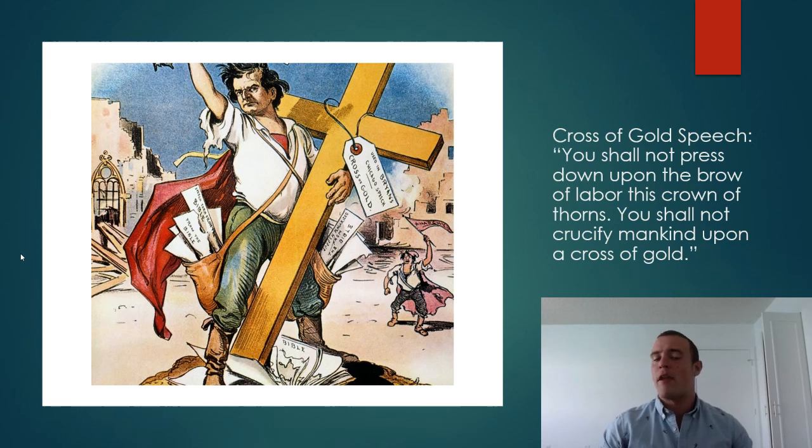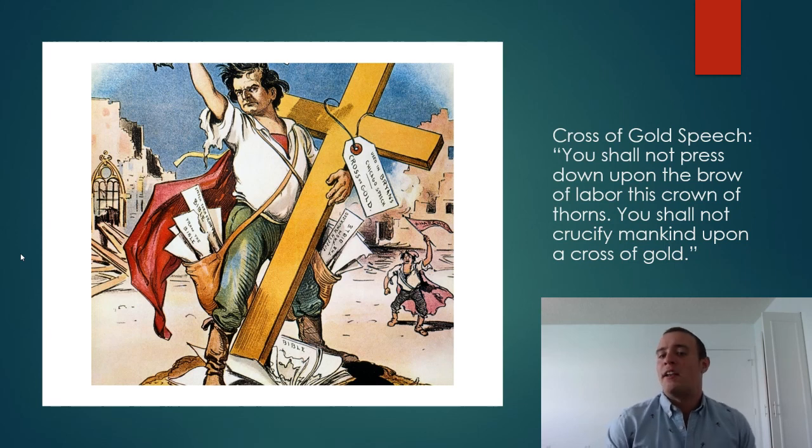So a famous speech by William Jennings Bryan, maybe his most famous speech, was the Cross of Gold, which is captured in this cartoon, showing him as this messiah-like figure holding the cross, and this line, also invoking biblical, Christ-like imagery: "You shall not press down upon the brow of labor this cross of thorns. You shall not crucify mankind upon a cross of gold."